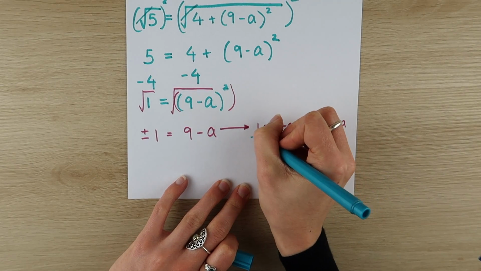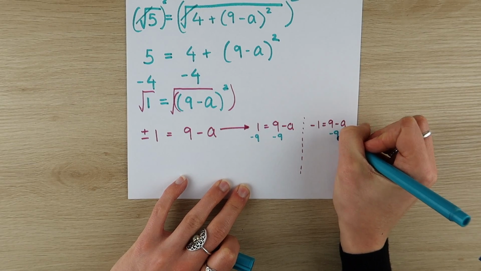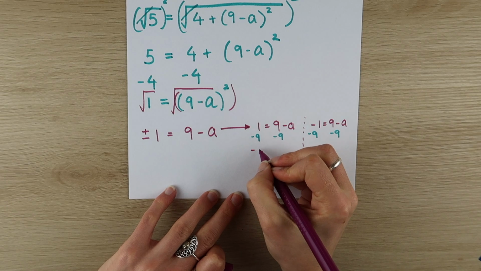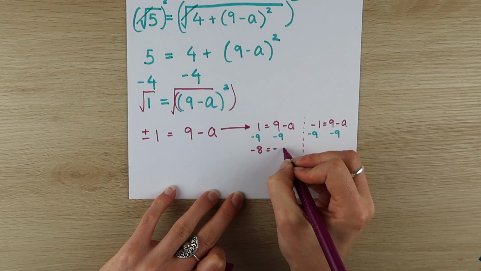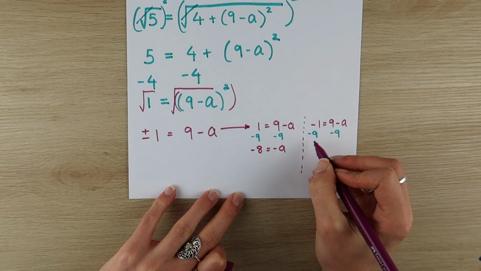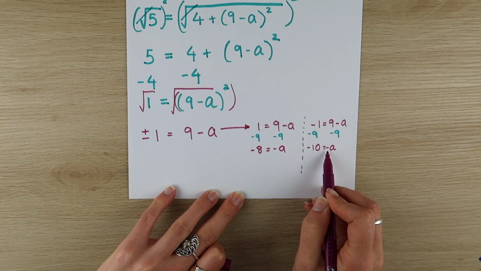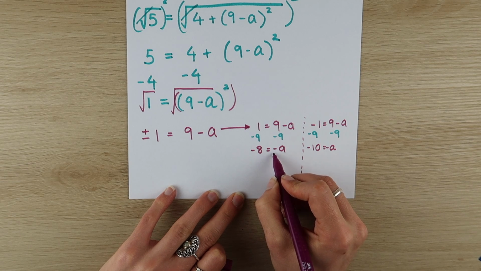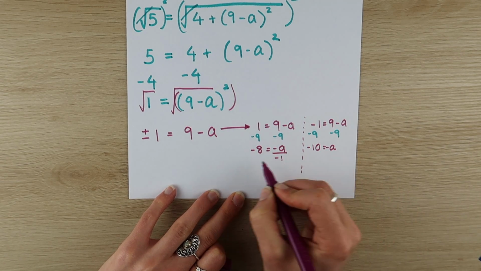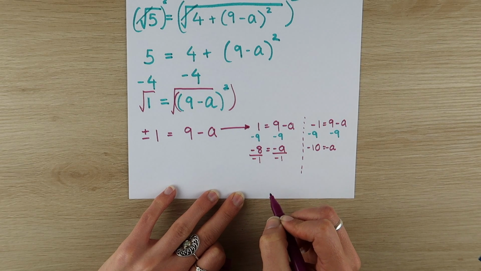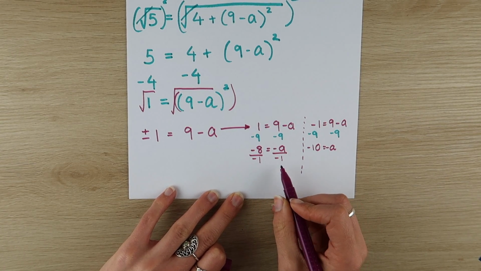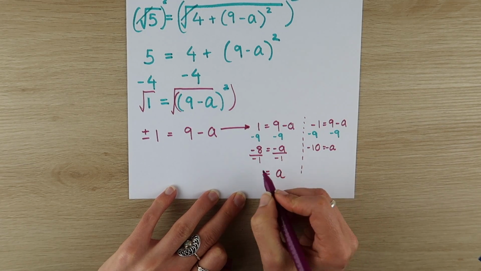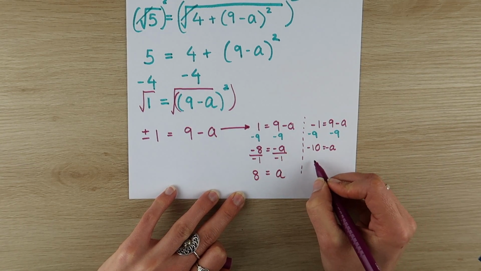Minus 9, and over here I'll also minus 9. This becomes negative 8 is equal to negative a. This side becomes negative 10 is equal to negative a. The final step is to divide the right hand sides by negative 1 so that a is a positive all on its own. Now I'm left with a is equal to positive 8.